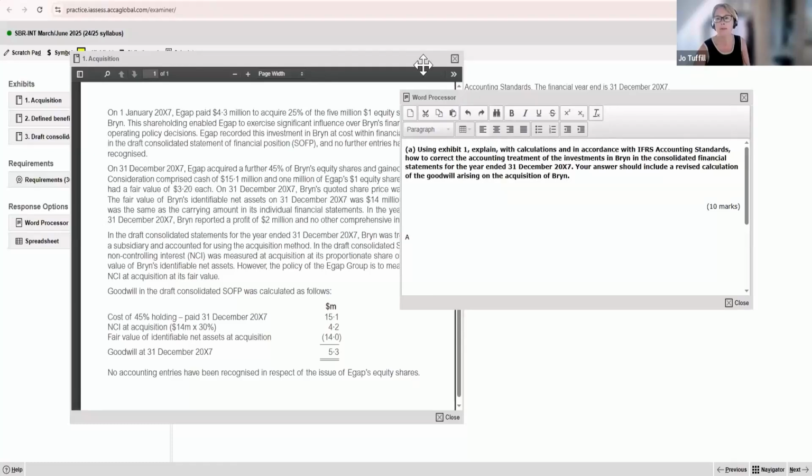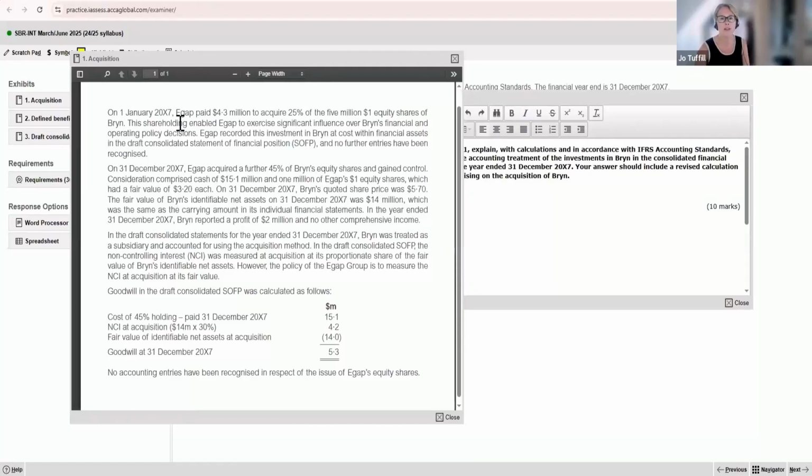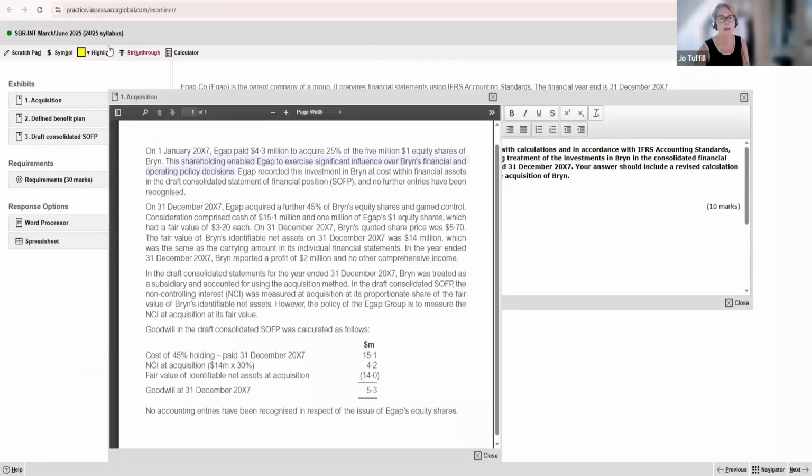So if we look here, on the 1st of January, Egap paid 4.3 million to acquire 25% of the 5 million equity shares of Bryn. This shareholding enabled it to exercise significant influence. Therefore, that is giving us an indication, everybody happy, if I highlight that this is now an associate. Egap recorded this investment in Bryn at cost within the draft consolidated financial statements, and no further entries have been recognised. So that's the first thing we need to write about.